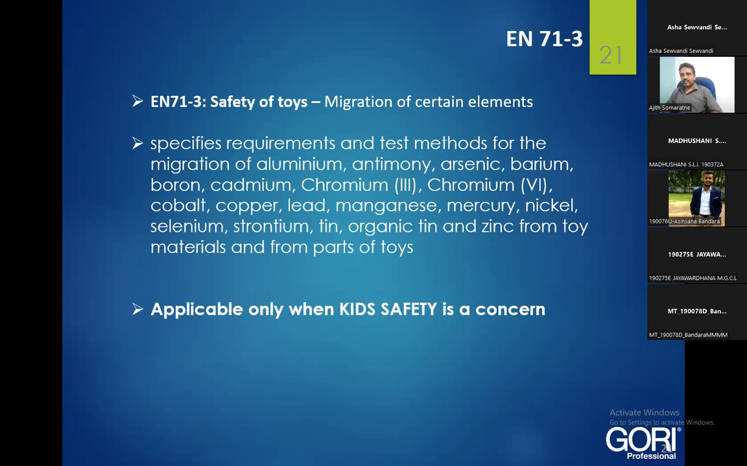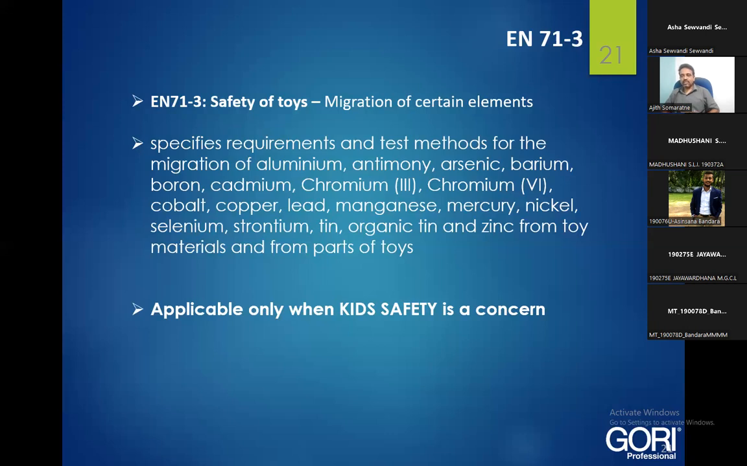EN713. It is about safety of toys. EN71 is about toys. But especially I'm talking about this because for some concerns, we should consider this, especially if it is for kids' toys or something touched by kids. Let's say a flooring in the house, wooden floor, then kids may walk on that, kids may fall on that. So if kids touch that space, then we have to consider EN71 part 3, which concerns migration of certain elements. So coatings come under this part.